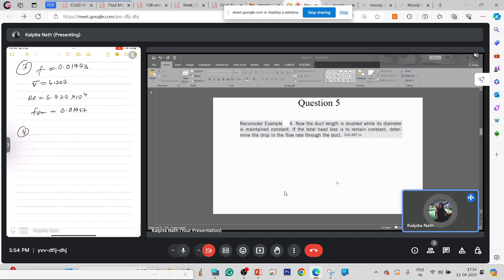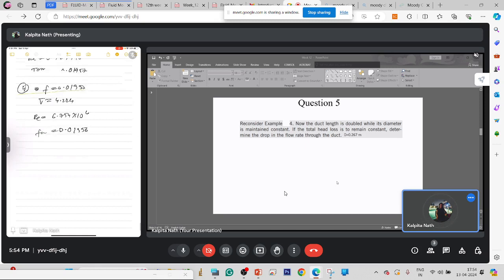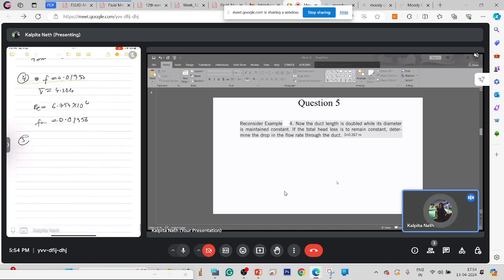So iteration 4: F is equal to 0.01957, velocity is 4.224, Reynolds number is 6.754 × 10^4, F corrected is equal to 0.01956. And for iteration 5, if we do this again, we'll get the same value of F. So this is the final value of F. Okay.